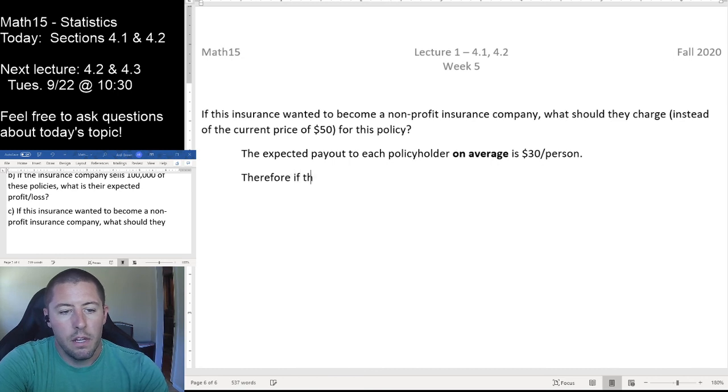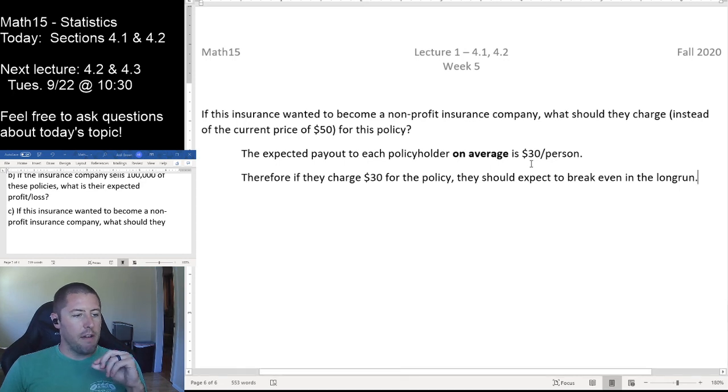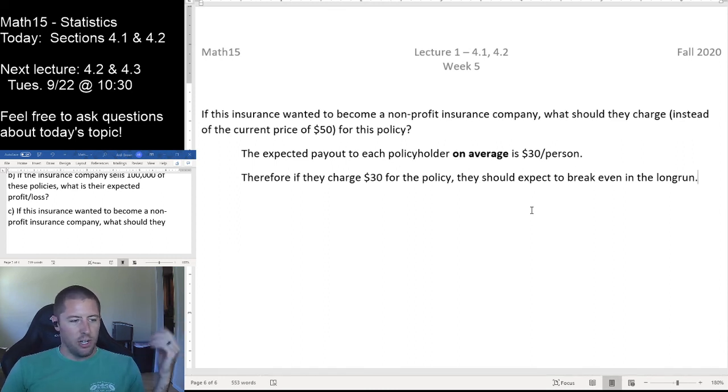Therefore, if they charge $30 for the policy, they should expect to break even in the long run. Now, obviously, most insurance companies aren't nonprofits. Obviously, it's dicey for a company to do this because, like I said, all it takes is one hailstorm to come through, and if you're a home insurance company, that costs you a whole lot of money. So you want to always build in the wiggle room to, in a sense, overcharge, to make sure that you don't get shorted.